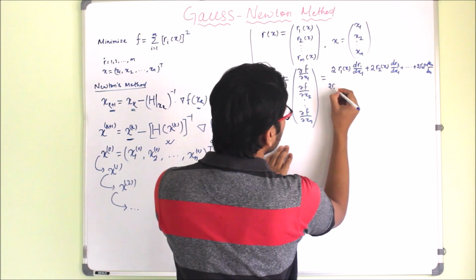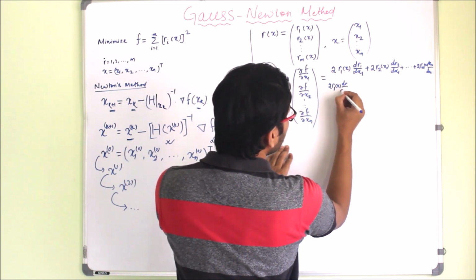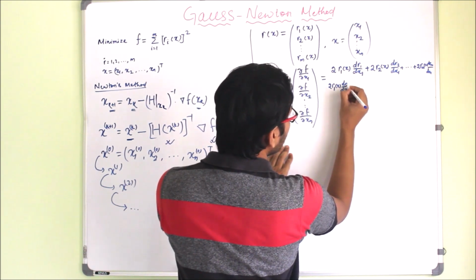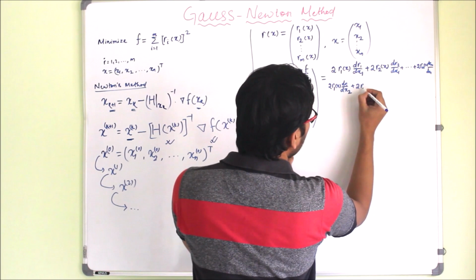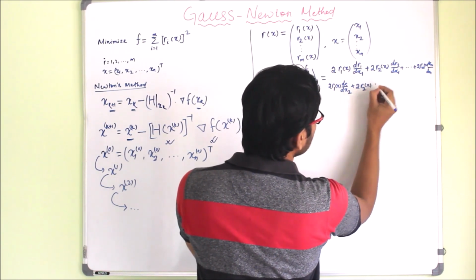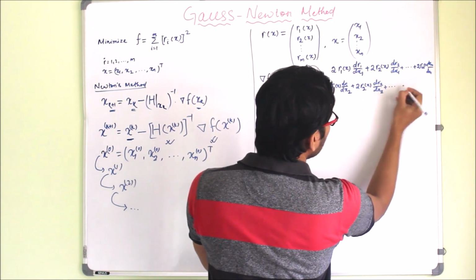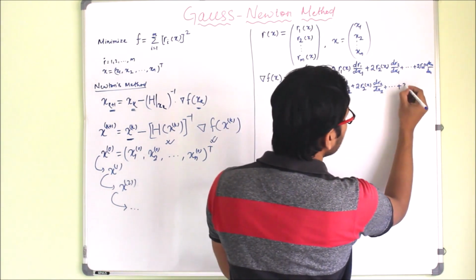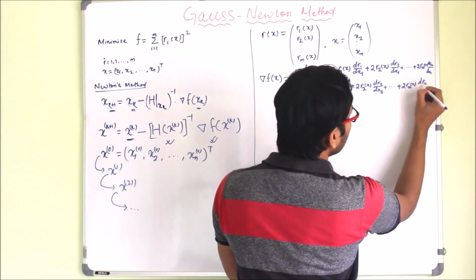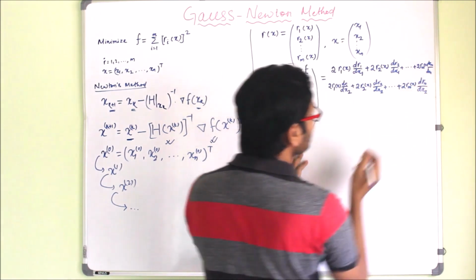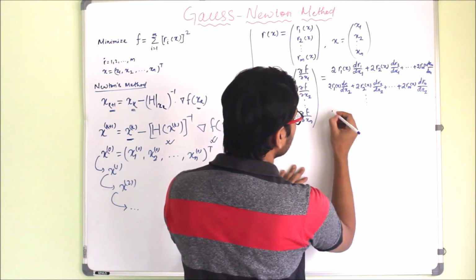2 r1(x) dr1/dx2 plus 2 r2(x) dr2/dx2 plus and so on, and the last term will be 2 rm(x) drm/dx2. Okay, so similarly if we proceed, the last entry will be what?